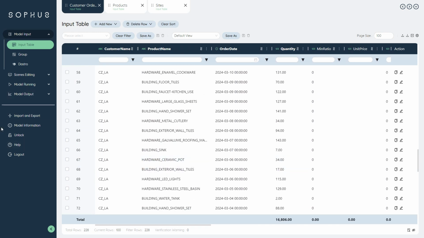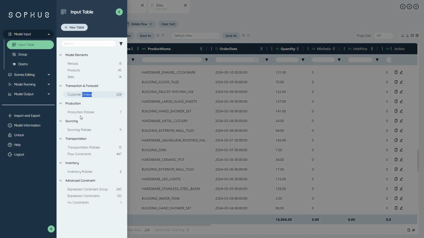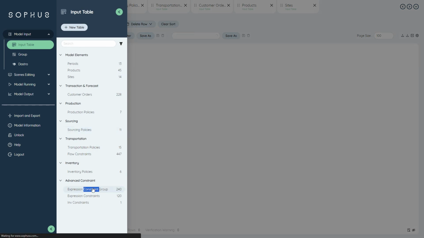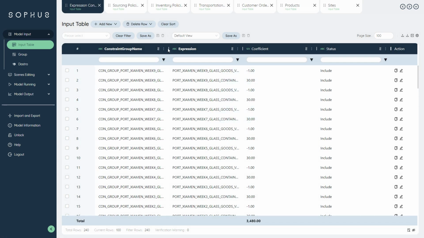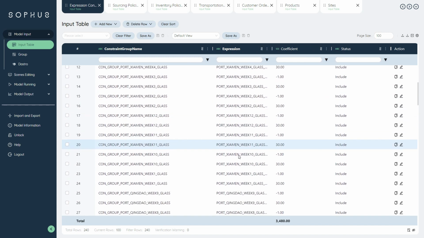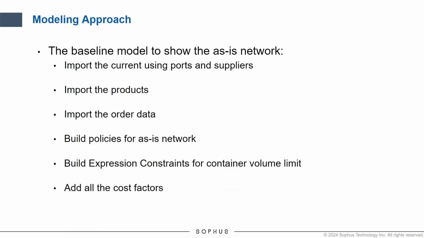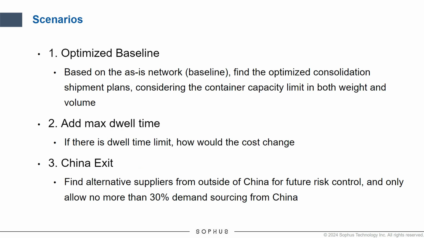And policies tables are the connection between all these sites. We can also define things like cost, shipment size, and inventory. Lastly, expression constraint can be used to enforce some complex conditions. In this case, we use it to limit the max cap volume of each container. After we did all the bullet points on the slide, we should have a decent baseline now. Then we can start to build what-if scenarios to find potential opportunities.